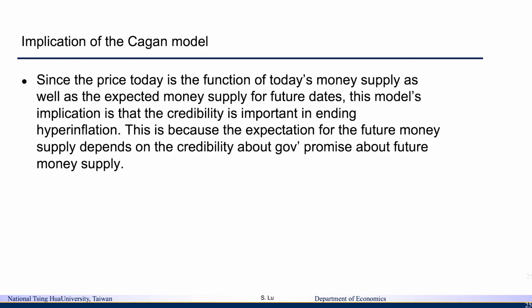So in conclusion, the implication of the Cagan model is that since the price today is a function of today's money supply as well as the expected money supply for the future dates, we know that credibility is important in ending the hyperinflation. This is because the expectation for future money supply depends on the credibility of the government's promise about their future money supply. If people believe that in the future the government wants to stop printing money, then the quantity of money supply will be reduced. And given that the government also literally stops printing money today, then the changes in the price will be reduced, and then it will stop the hyperinflation.